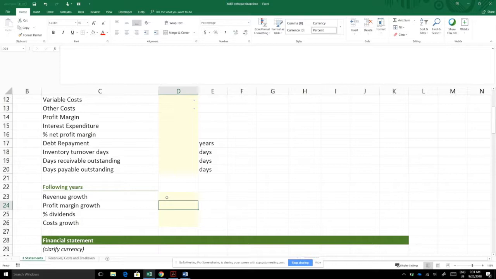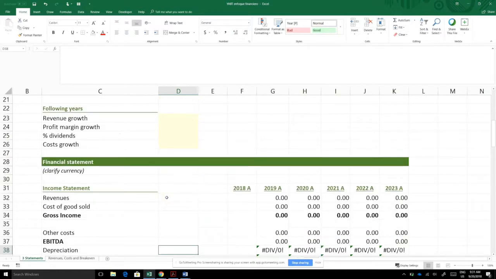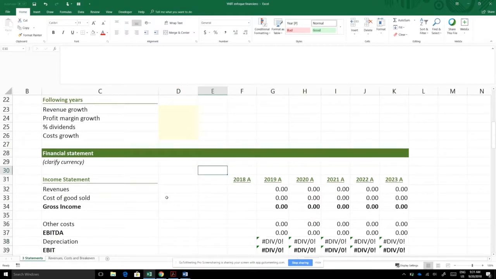Then how much of your income you are going to give on dividends to the shareholders, which, I mean, could be how much you're going to retain each year, and then your cost growth. So how much your costs are going to grow each year. Okay, and after you put the yellow part, all this is going to pop out automatically.